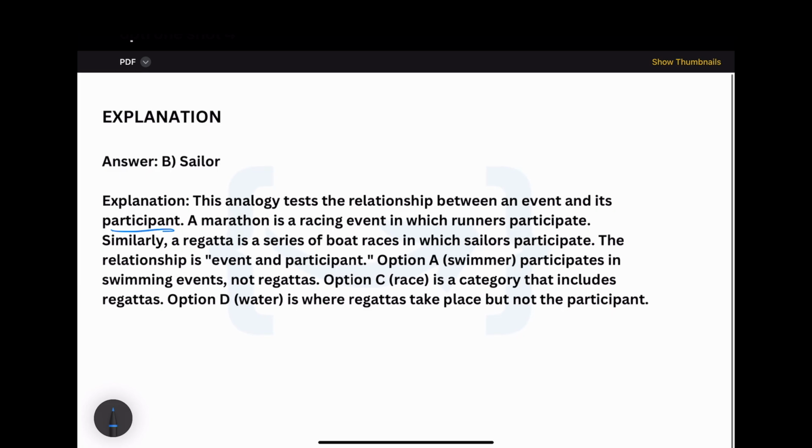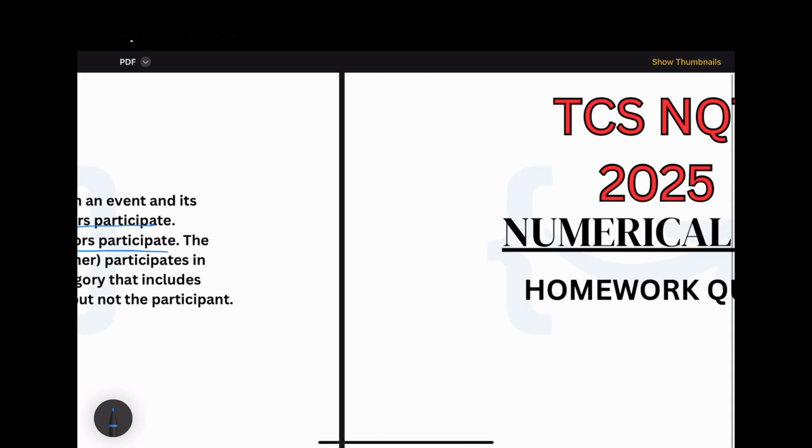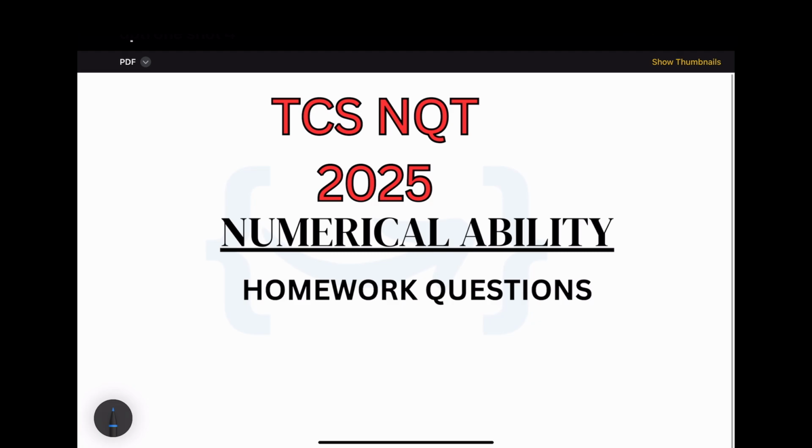As I told, participant. The marathon is the racing event and runners are participants. Similarly, regatta is a series of boat races which usually happen in Kerala as well, in which sailors participate, or the boat race, I can say in a nutshell. Okay, so very clear. Now, numerical abilities.